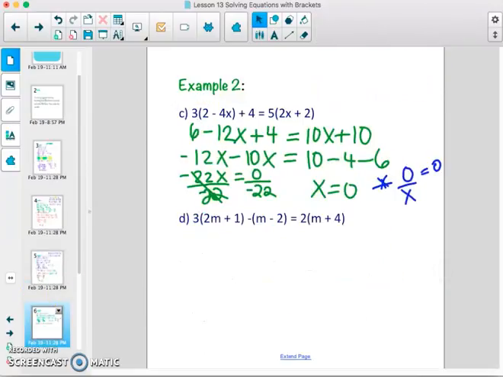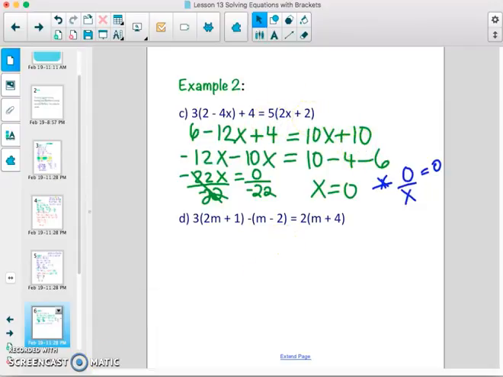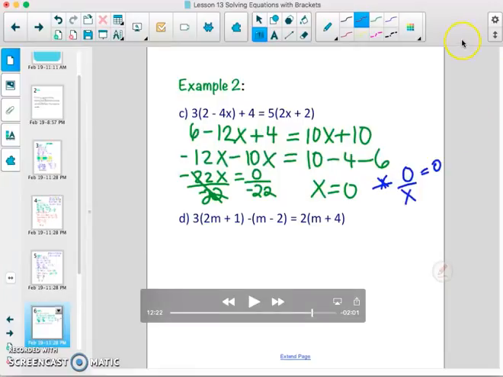Just to change it up a bit, I'm going to show you the answer to this question and explain it. So we expanded this part, we got 6 minus 12x plus 4 stays the same is equal to 5 times 2x, and then you do 5 times 2 and get 10. Alright, so after that, we collect like terms, so I kept the negative 12x over here, and I brought this 10x over, which made it negative. I left the 10 over here, and I brought the 4 and the 6 over, so they both became negative.